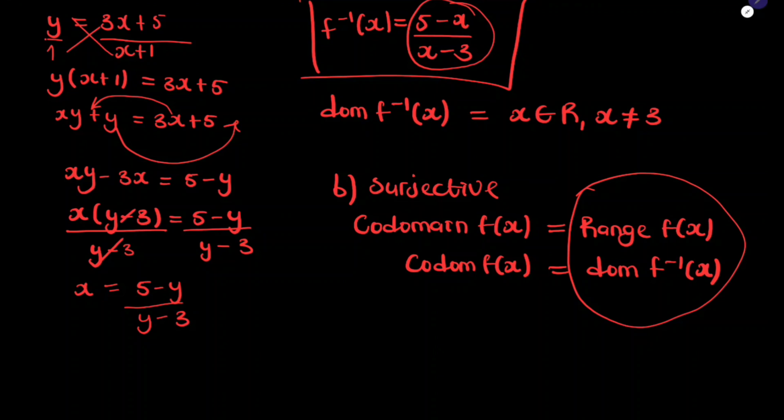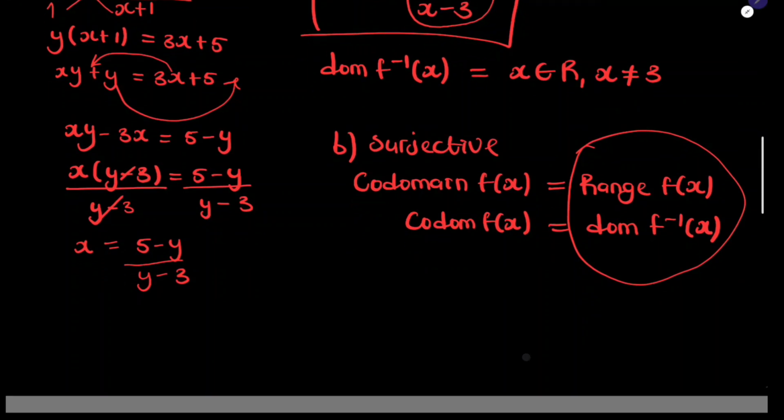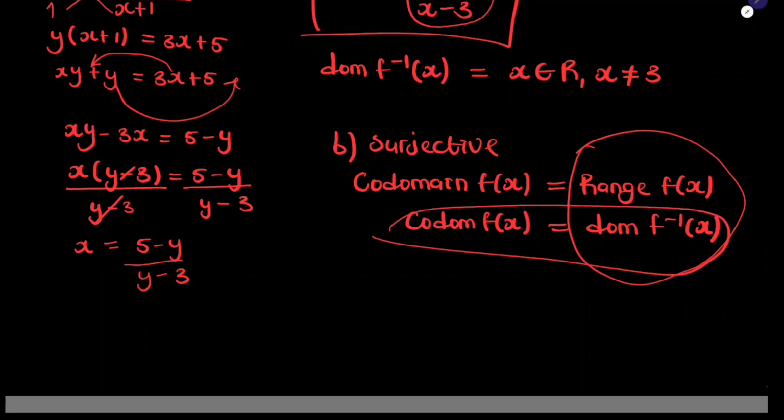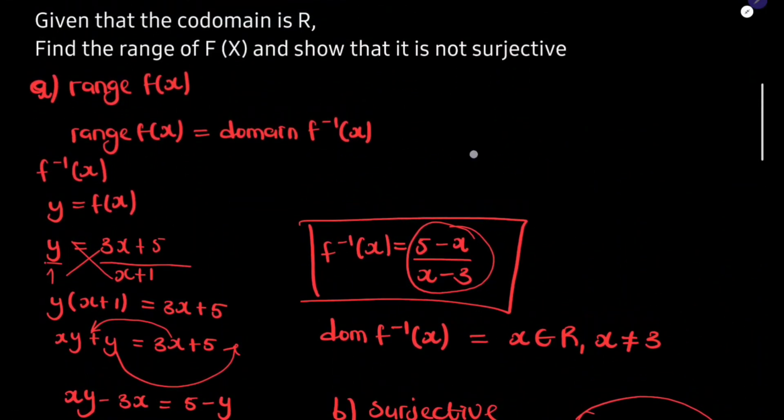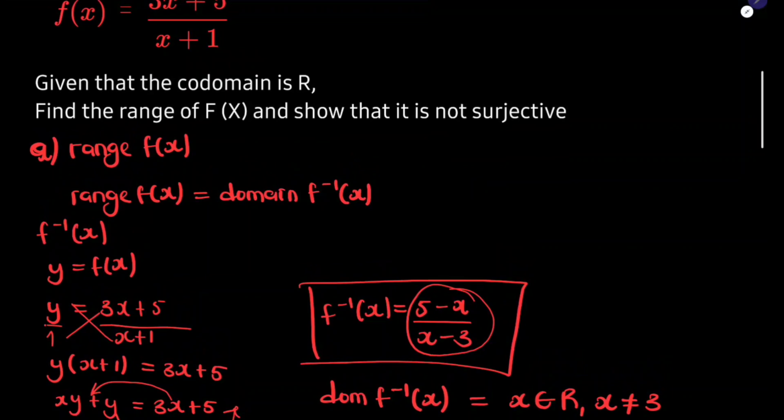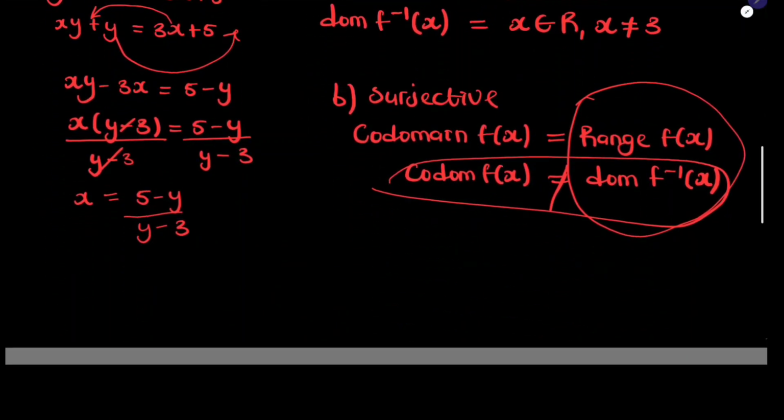Okay, so we are to show that f of x is not surjective. Okay, so for f of x to not be surjective, it should not be equal to this. So the codomain of f of x should not be equal to the domain of f inverse of x. Okay, so let's see whether that occurs. So we have been given the codomain in the question. The codomain is simply a set of real numbers. Okay, so that is our codomain.